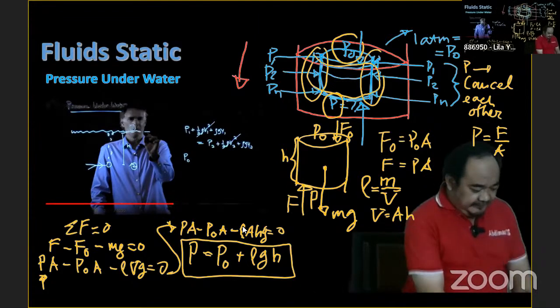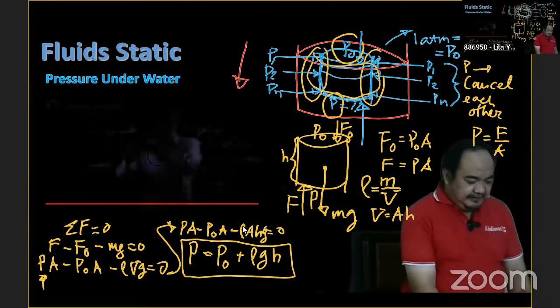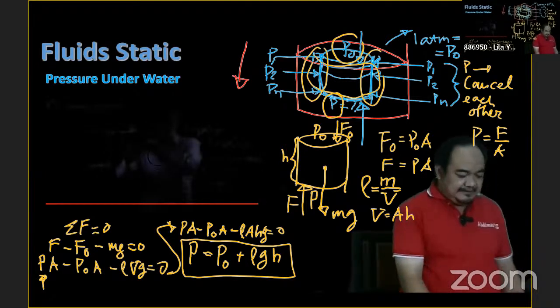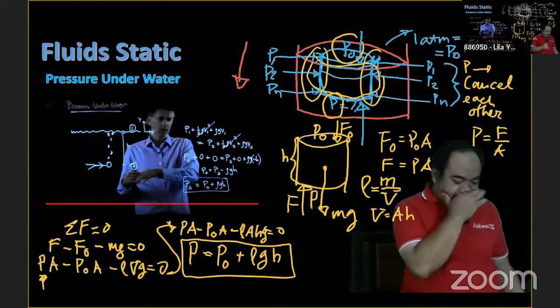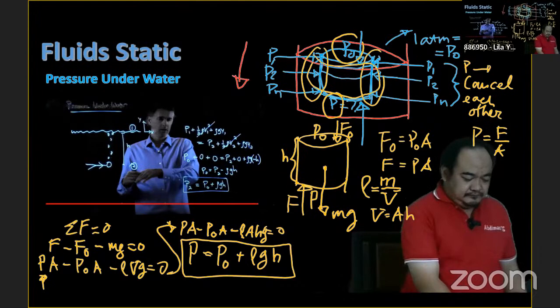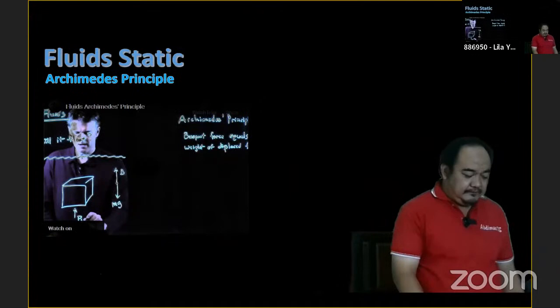And I think I will move the video to the end, and we also have the same result. That's the same result from the video. This is P, and P equals P naught plus rho G H.